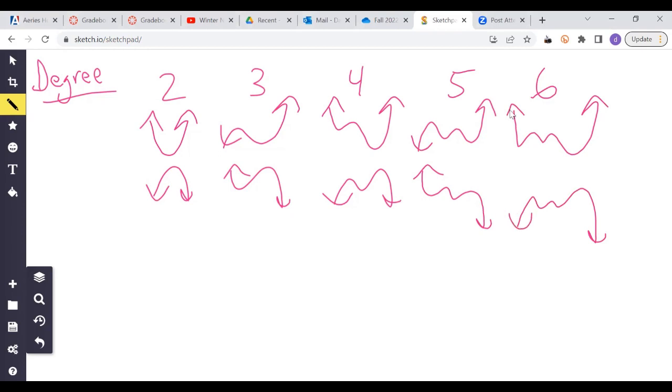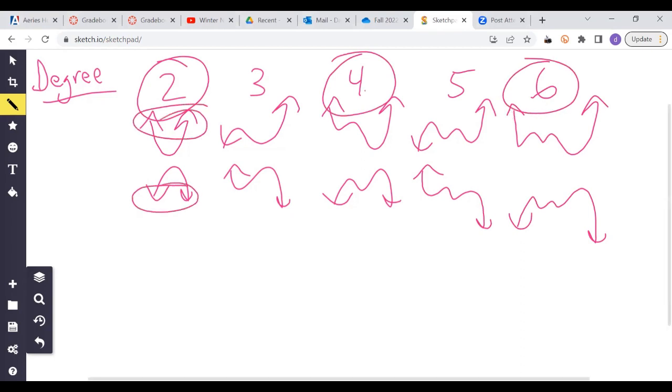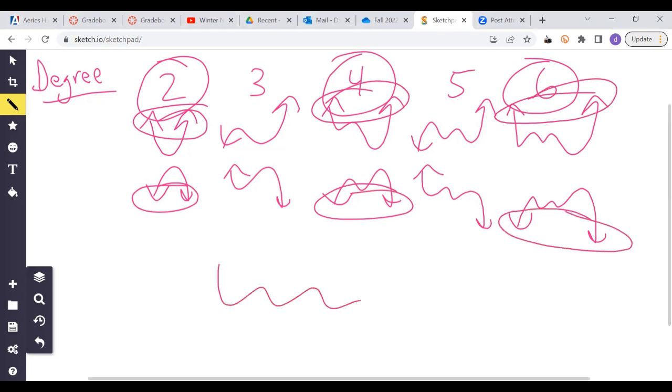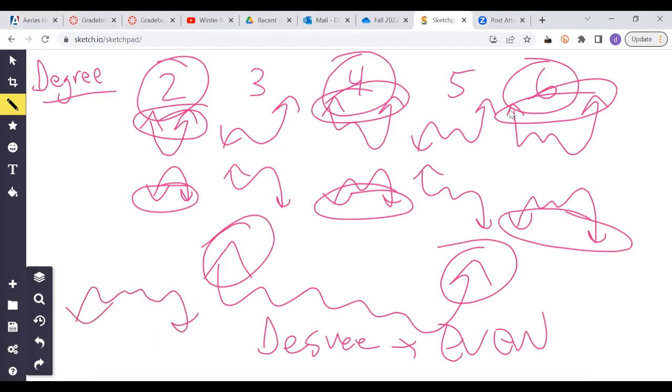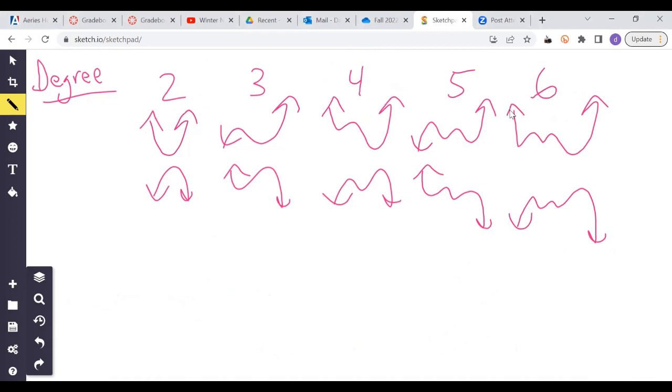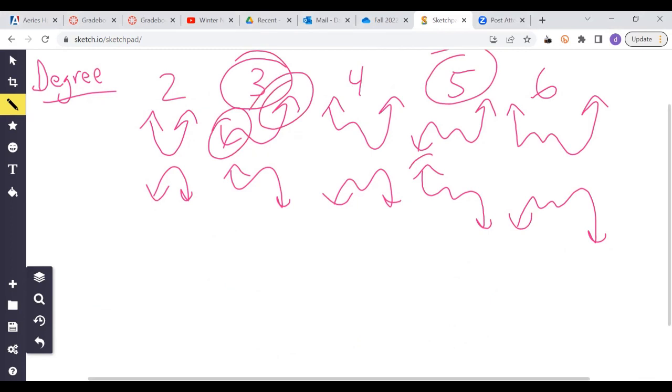Now, a couple of things here. Notice that if you're even, 2, 4, 6, then your arrows do the same thing, either both up or both down. So if I have a graph that looks something like this, I know the degree is going to be a number that is even because the arrows are both together. This also would be even because the arrows do the same thing, either both up or both down. Whereas odd, you have one of each, one down, one up, one of each for odd.